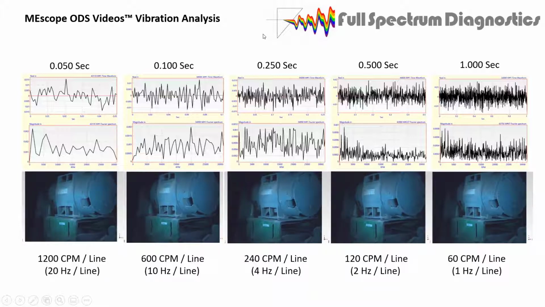Let me get those going again. So I took 1/10 of a second, minor improvements. It's still 600 CPM per line of resolution. So I'm clumping peaks that are of interest to me together, and I want to separate those peaks in the time waveform and in the spectrum.